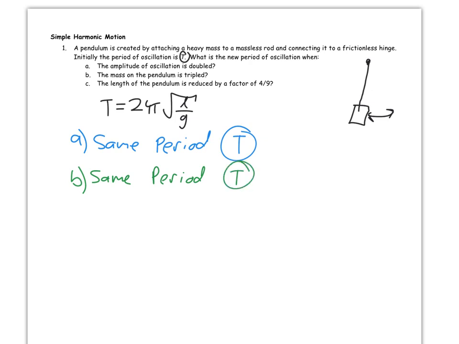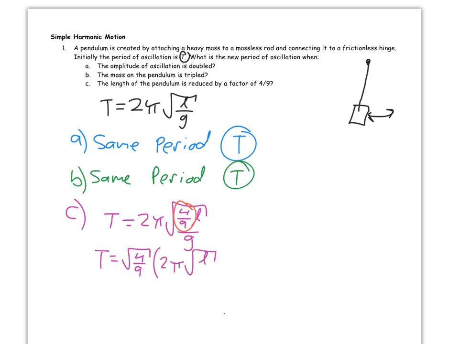For the last one, we actually do have a change here. What happens when the length is reduced by a factor of 4/9? So I'm going to set up an equation here. T equals 2 pi times the square root of 4/9 L all over g. I'm going to pull out that 4/9 term and put it out in front. So I'm going to have T equals the square root of 4/9, it's got to stay under that root, times 2 pi times the square root of L over g. I can go ahead and mathematically take the square root of 4/9, which is just 2/3. So it's 2/3 times 2 pi times the square root of L over g.